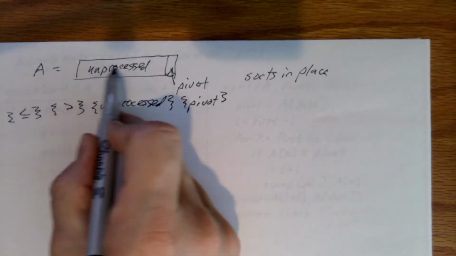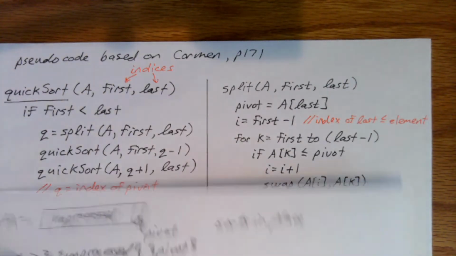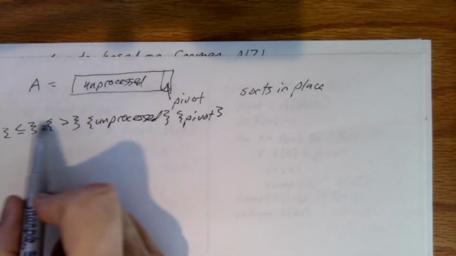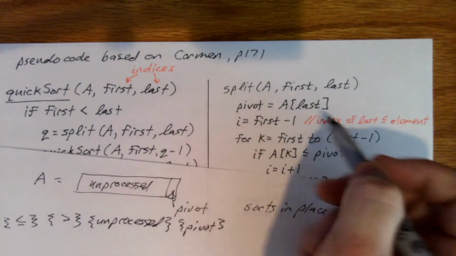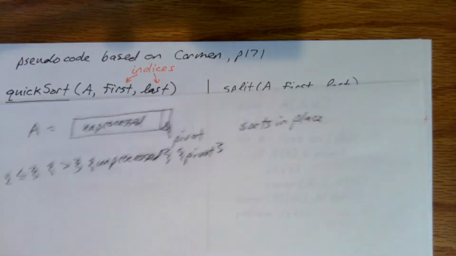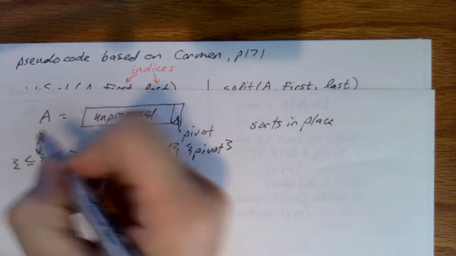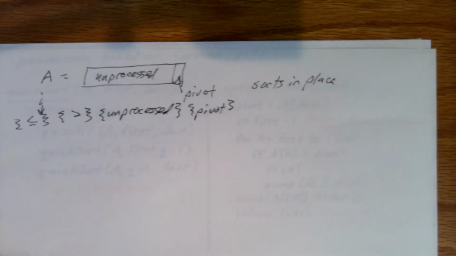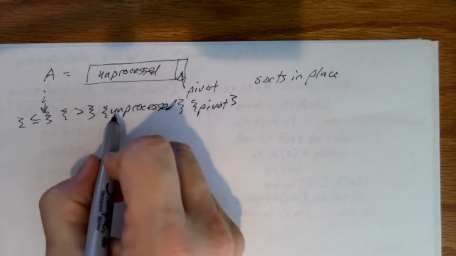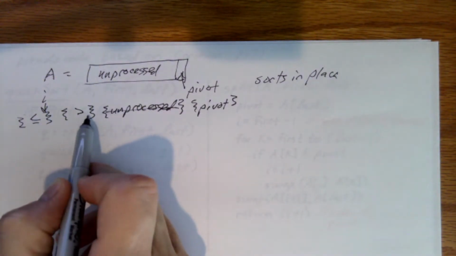So as we move through unprocessed using K here, we will move values around. And the index I, which I said was the index of the rightmost element of the less than or equal group. Here's the less than or equal group. So I is this rightmost element. Okay? And then once there are no more unprocessed elements, for everything other than the pivot, we know if it's less than or equal or it's greater than.